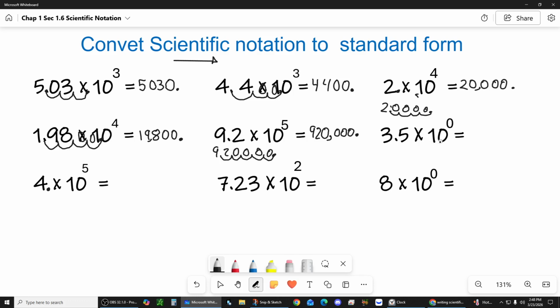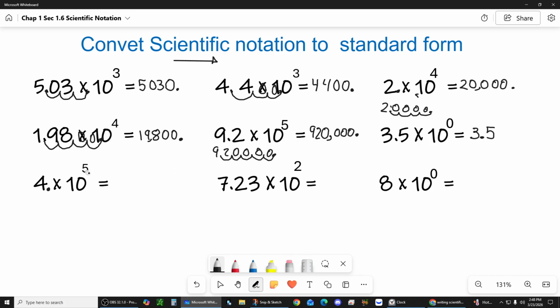Another thing, any number to the 0 power is going to be 1. So this is going to be 3.5 times 1. And that means that you didn't move the decimal point, so it is going to be exactly in the same place. So in that case, the answer should be 3.5. Only when you move the decimal point, you write how many units you're moving it. In this case, you didn't move it. It's 0 times. So that's how the answer is going to stay the same.